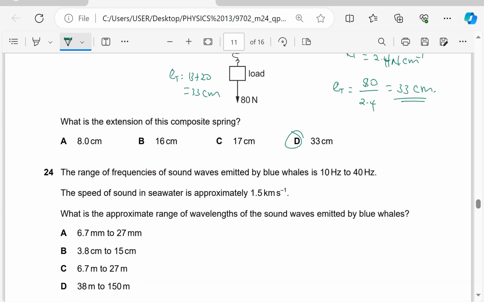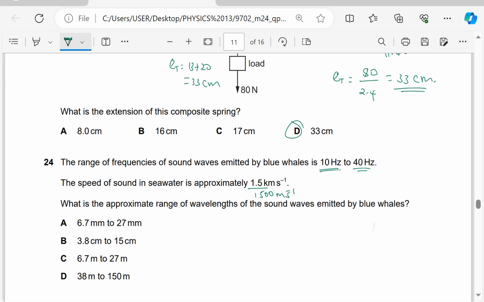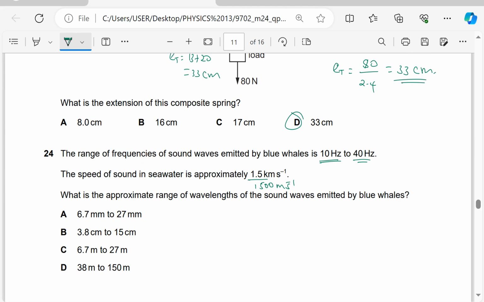The range of frequencies of sound waves emitted by blue whales is 10 Hz to 40 Hz. The speed of sound in seawater is approximately 1.5 kilometers per second. I think this is 1,500 meters per second. What is the approximate wavelength of the sound waves emitted by blue whales?